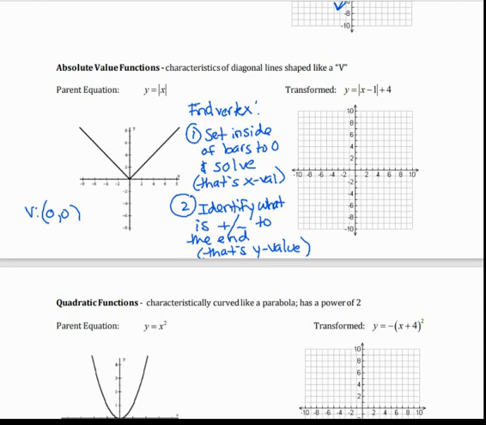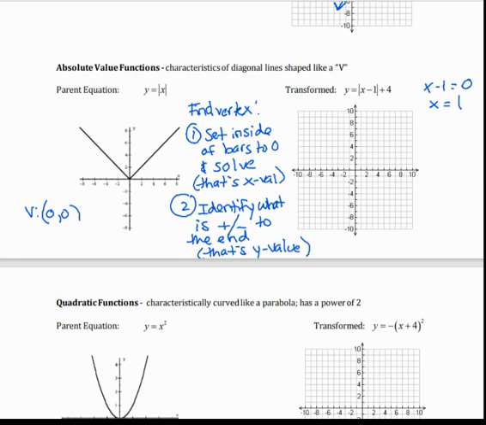Notice the other information about the parent function of an absolute value. The vertex is at 0, and the slopes are positive 1 and negative 1. So that V goes up 1 over 1, or up 1 to the left 1. And we can kind of look at that based upon out front, really there's a slope of 1 there. So let's look at this transformed function. Let's first talk about finding the vertex. We're going to set the inside to 0, and I get x equals 1.